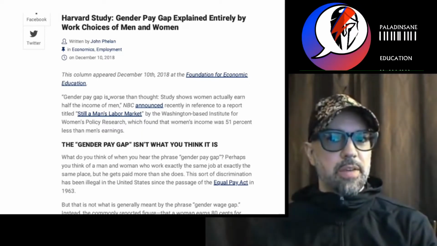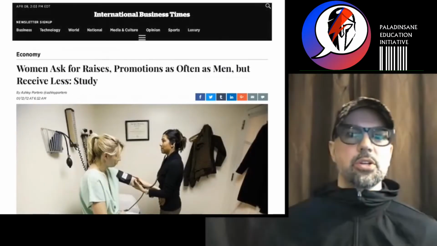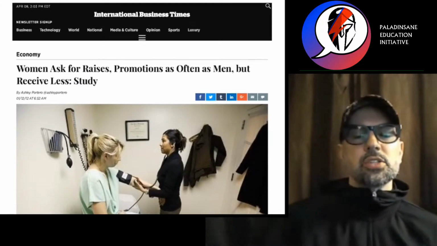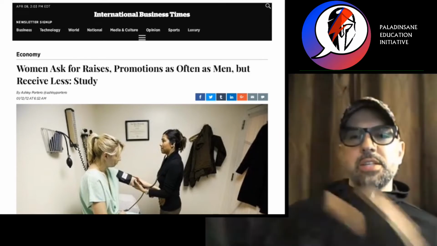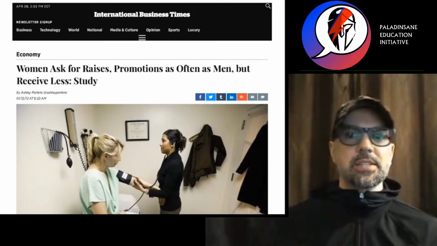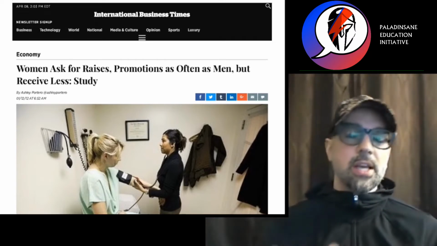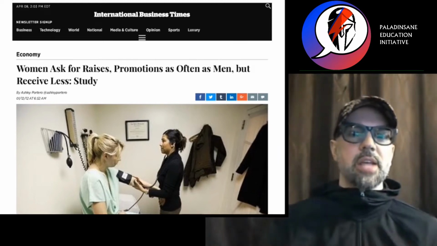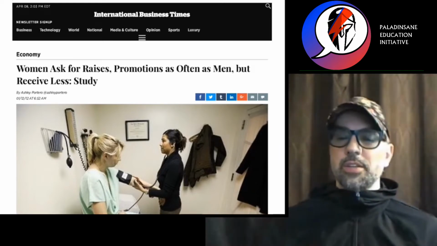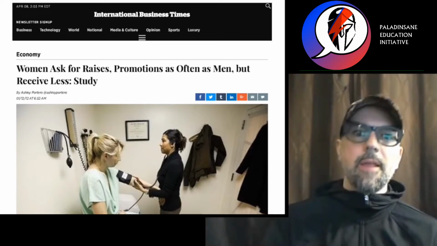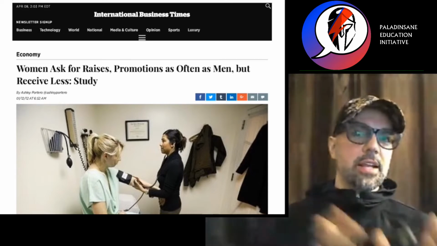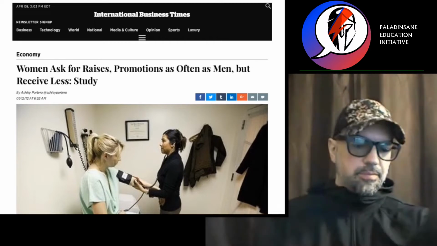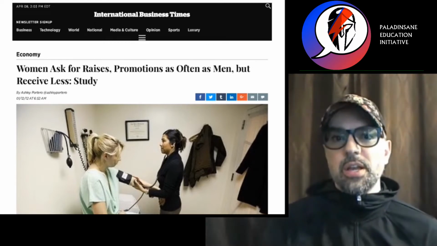There's another group of explanations, and these fall into what I will refer to as the sexism theories of the gender pay gap. So this is the idea that the difference in pay has to do with the sexist nature of the institutions, the sexist nature of our society. So here, for example, is an article, "Women ask for raises and promotions as often as men," indicating that the choice to ask for a promotion is equal, but they do receive less, indicating that the system is sexist. So there's a whole bunch of theories that posit that that is the reason why there's a gender pay gap.